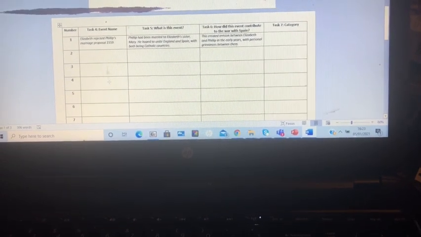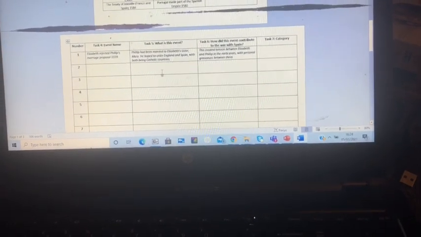So first of all, you get the events listed down here. Then you say what happened in the event, and then your task 6 is how did this event contribute to the war with Spain? So for example here, Elizabeth rejected Philip's proposal. Then this created tension between Elizabeth and Philip in the early years, with personal grievances between them. Okay, so that's your explanation. How has the event contributed to war with Spain? So that's the harder task, you're explaining the point.